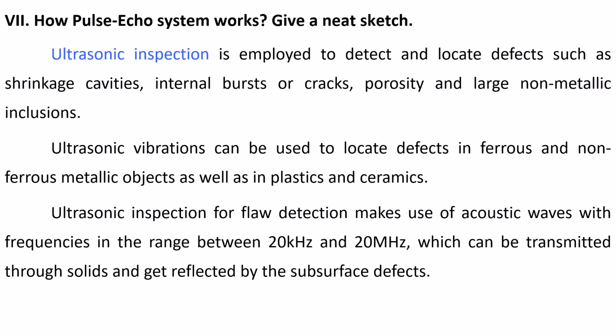Ultrasonic vibrations can be used to locate defects in ferrous and non-ferrous metallic objects as well as in plastic and ceramics. Ultrasonic inspection for detection makes use of acoustic waves or sound waves with frequencies in the range between 20 kHz to 20 MHz, which can be transmitted through solids and get reflected by the subsurface defects.